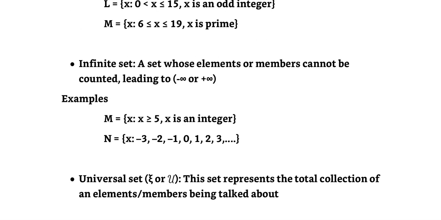The next type of set we have is the universal set, and this represents the total collection of elements or the members that are being talked about. You should also note the symbol, right? This symbol could be used to show that this is the universal set. It is the one that contains all the elements that we are actually talking about, right?